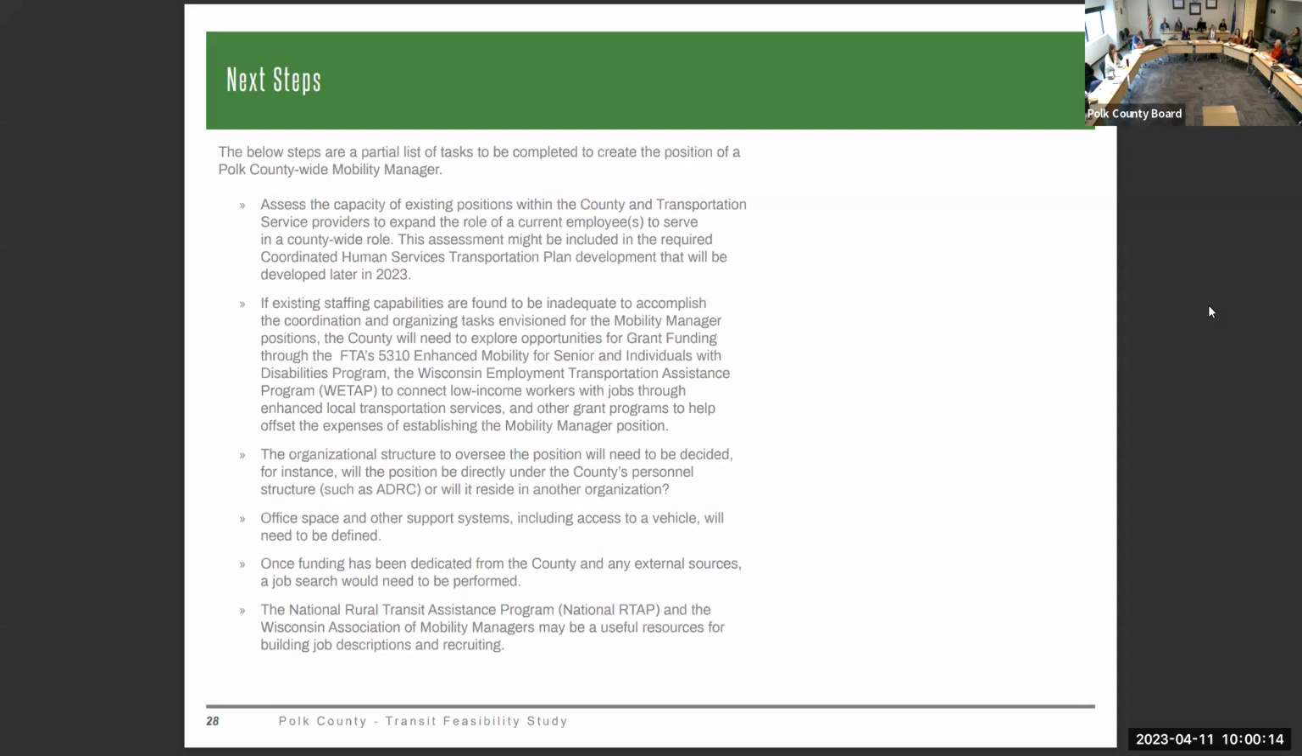Anybody have any questions? Well, at the risk of sounding stupid, the recommendation then is for the mobility manager to basically assess what we currently have and make sure that we're taking care of everything that exists now. Yes, and a big part of that, I think, would be education and marketing, which is not necessarily a word that people like to hear, but getting the word out that those resources are available. That's always a big problem.